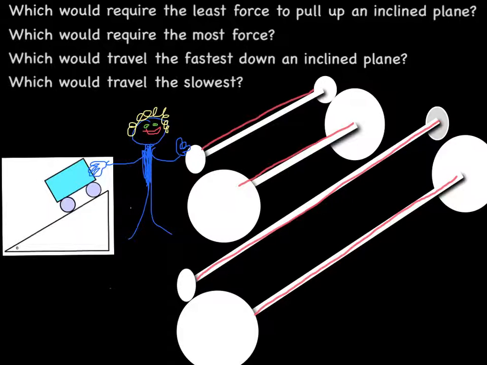Tonight you're going to predict what they'll do. Which one of the 4 would require the least effort to pull up an inclined plane? Which would require the most effort? Which would travel the fastest down an inclined plane? And which would travel the slowest?